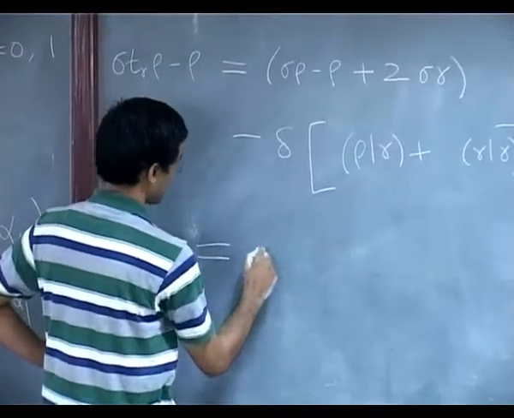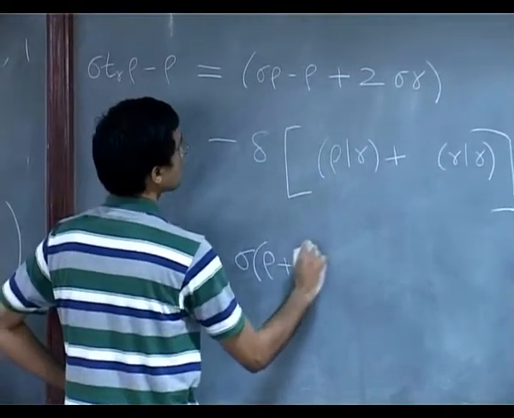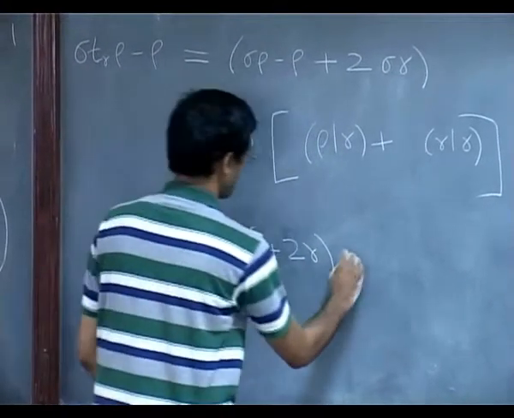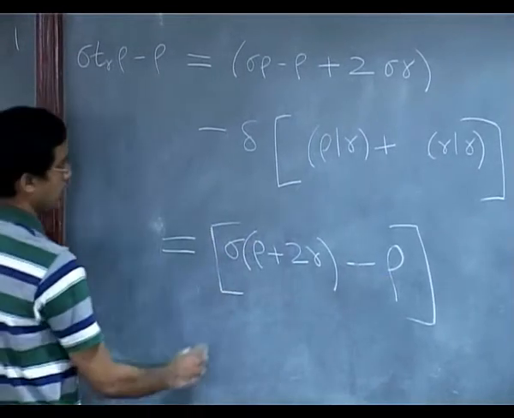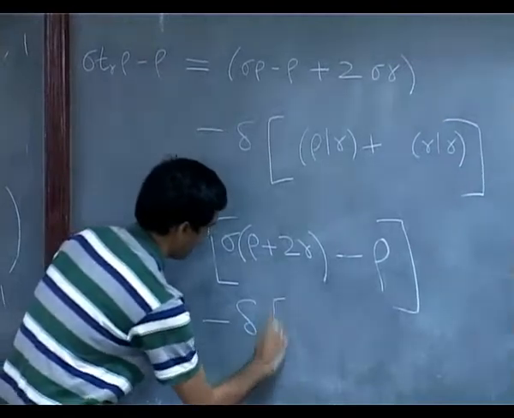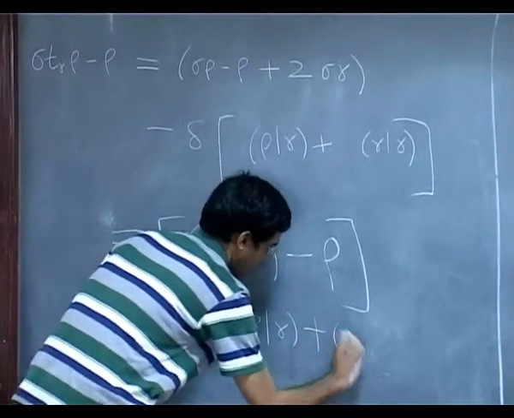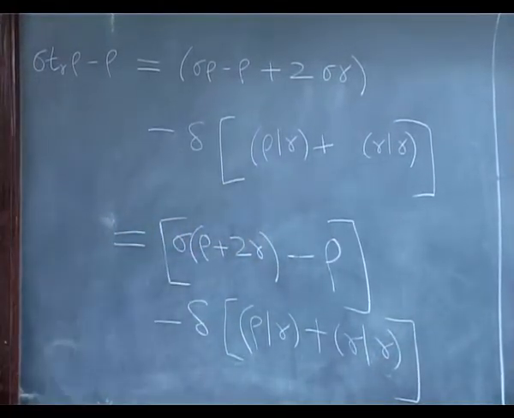Let me see what further simplification I can do. Let me write it as sigma of rho plus gamma, rho plus 2 gamma. So, it is sigma of rho plus 2 gamma minus rho, okay, and then minus the terms with delta. So, minus delta multiplied by rho gamma plus gamma gamma.